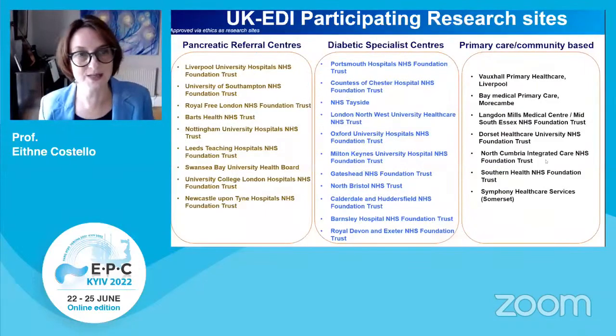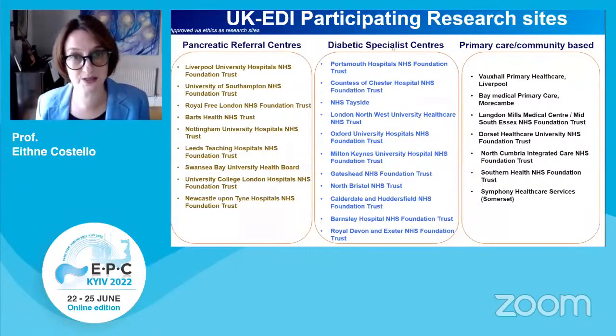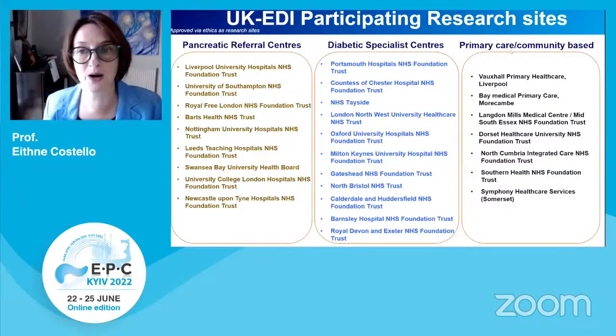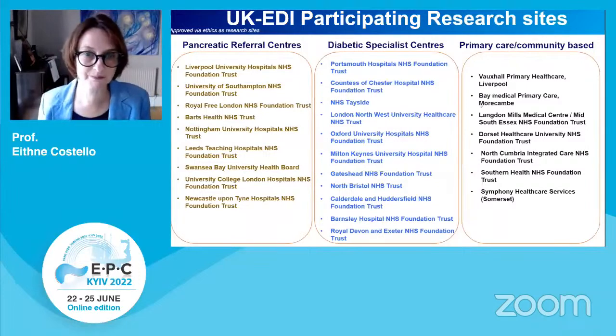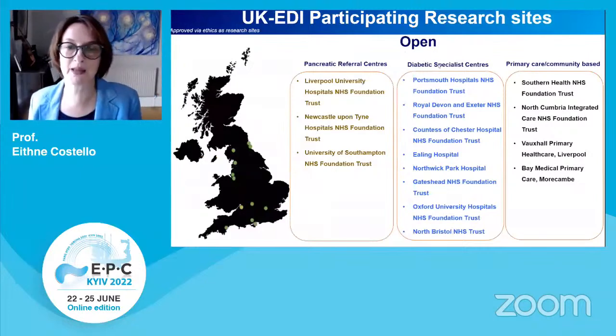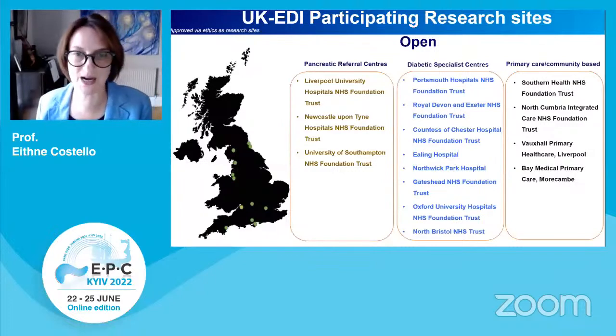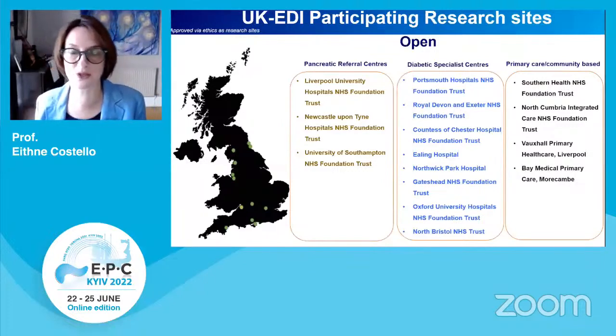So these are the list of sites in the United Kingdom that are approved via ethics as research sites. And you'll see that we have different types of sites. We have pancreatic referral centres, diabetic specialist centres, and primary care community-based centres. These are the sites that are currently open. And I think you'll note that we have good success with diabetic specialist centres. There's great overlap and complementarity between what they do and what we are trying to achieve.